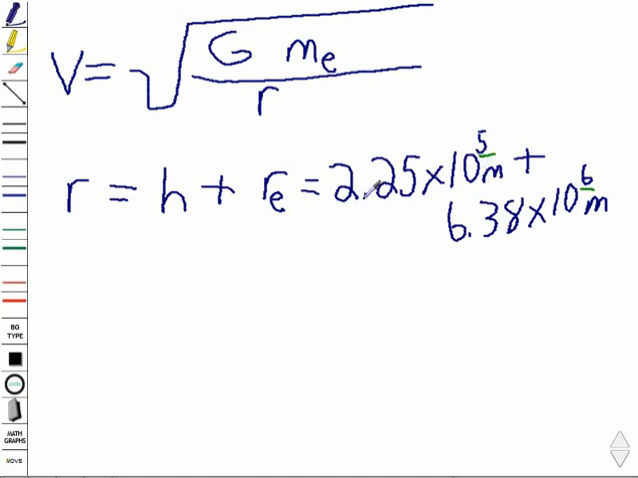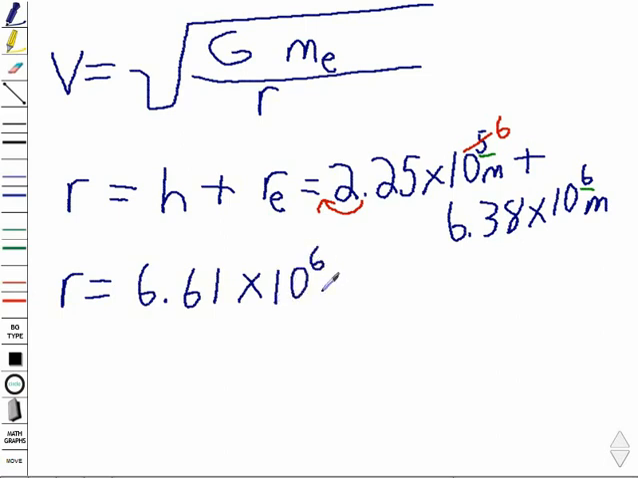So I'm going to take this 2.25 number, I'm going to move the decimal place 1 to the left, which is going to make my exponent from a 5 to a 6. And then it's just simple addition. I add the simple parts, 0.225, and I add that to 6.38, and then I keep the exponent the same. So I'm going to get the radius of the orbit is going to be 6.61 times 10, keep the exponent the same, 10 to the 6th meters.